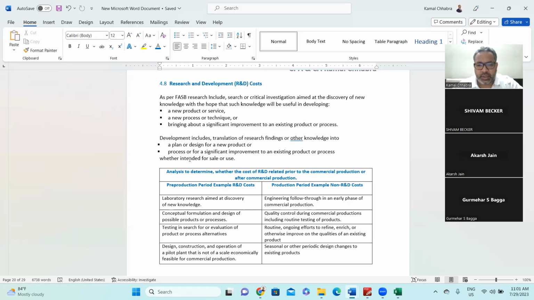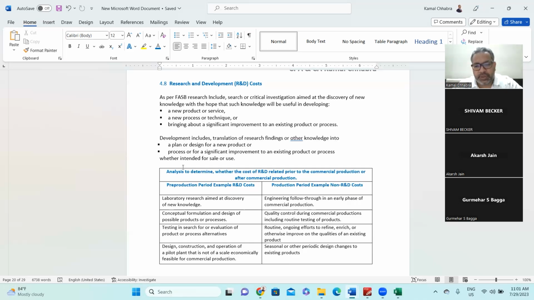So development includes translation of research findings or other knowledge into a plan or design of a new product or process, or for the significant improvement to an existing product or process, whether intended for sale or use. That means the first phase is the research phase, when you are doing research for any particular product, service, process, technique, or any improvement in the same.